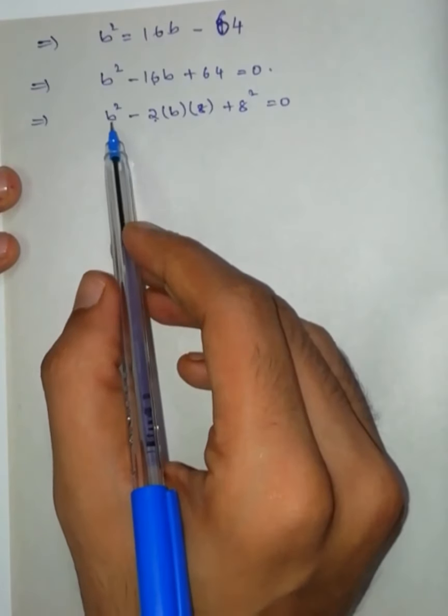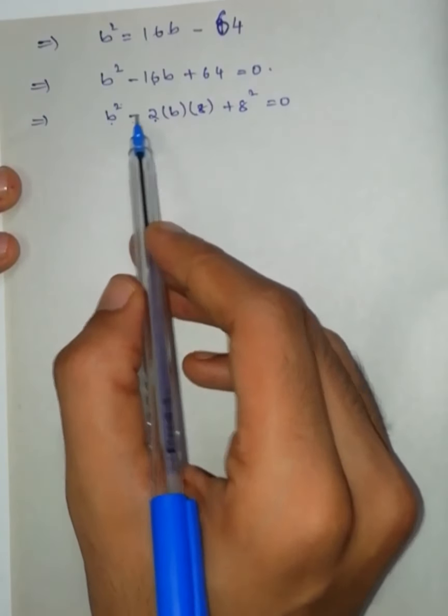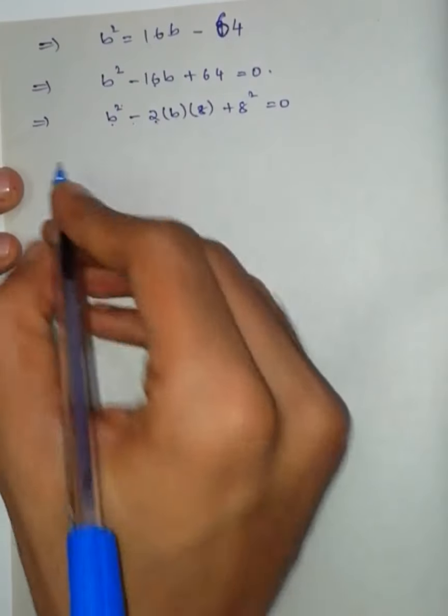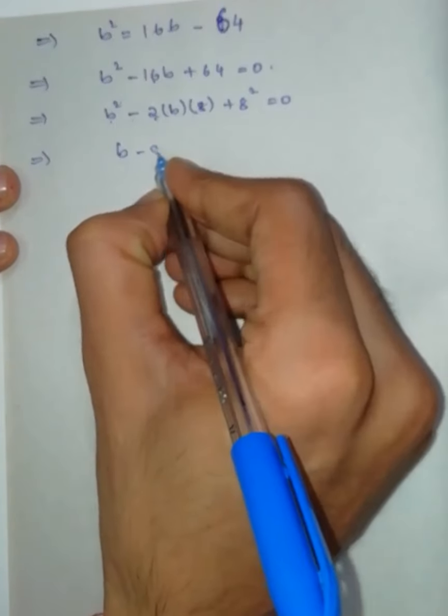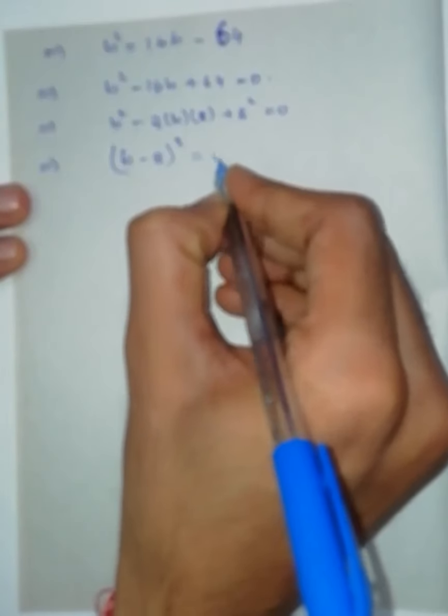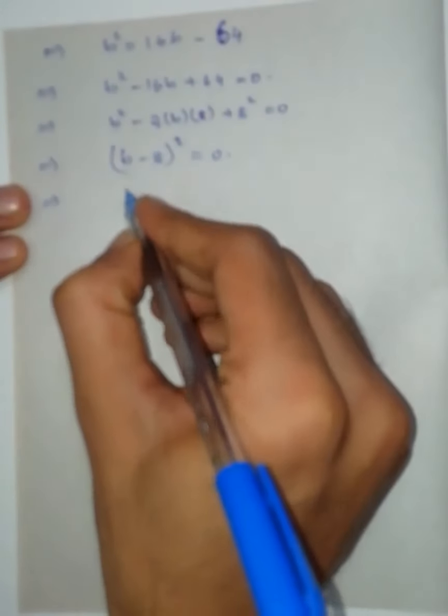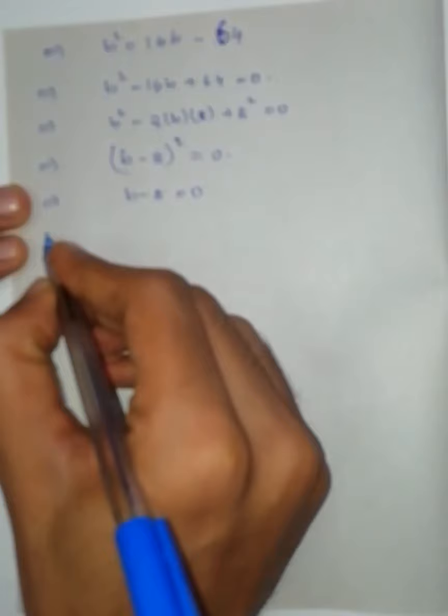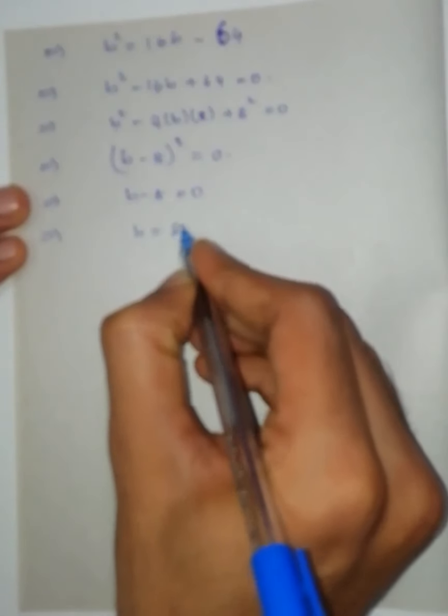It is in the form of a square minus 2ab plus b square, which is nothing but b minus 8 whole square is equal to 0. This implies b minus 8 is equal to 0. This implies b is equal to 8.